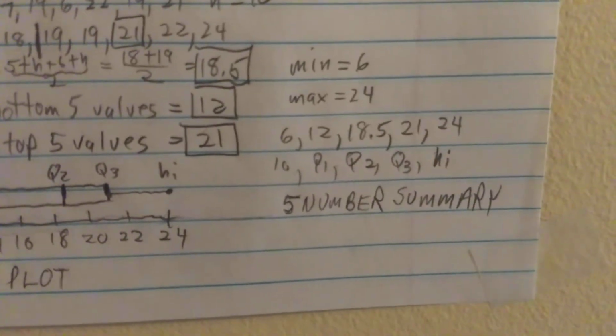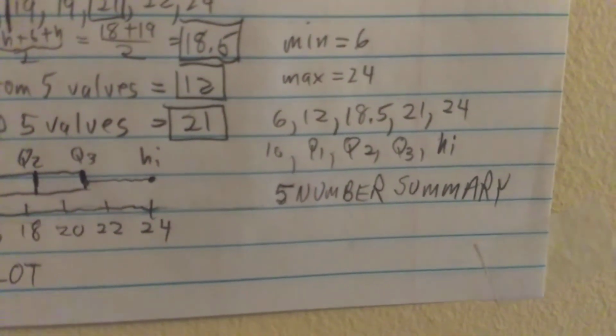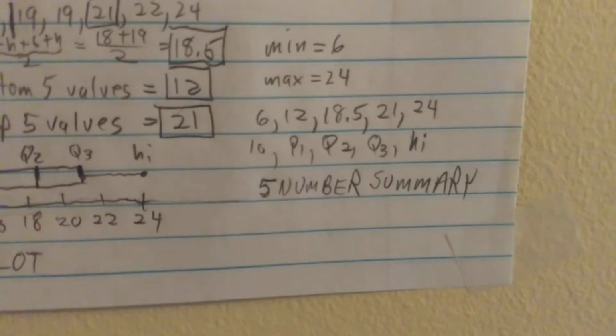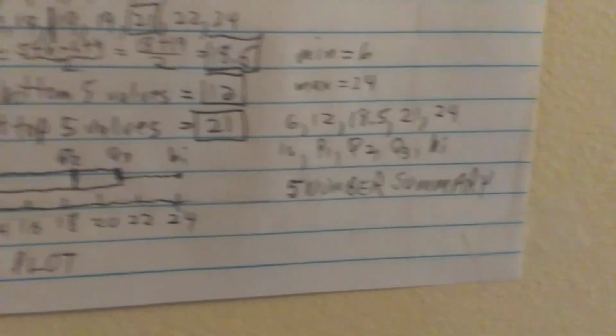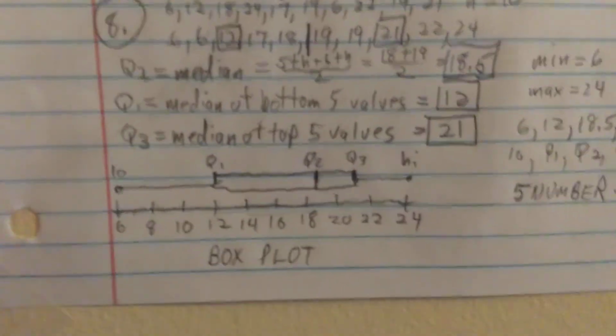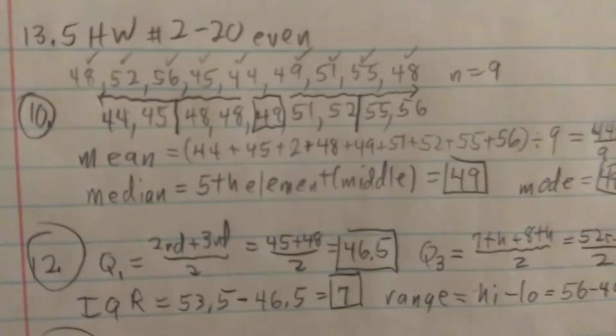So the 5-number summary, remember, is what we make the picture of the box plot from: the low, the Q1, the Q2, the Q3, and the high. And that's what we have pictured on the box plot. Okay, just one more of these sorts.